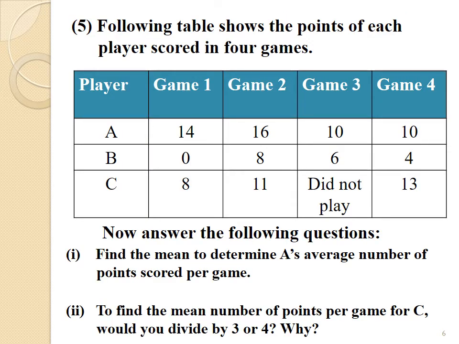Question number 5. The following table shows the points each player scored in 4 games. Students, observe this table and answer the given questions. Students, you will get the answers from the given table. So, you have to observe the table carefully. You have to read the question, understand it and solve the given question. So, now, let's solve the questions.